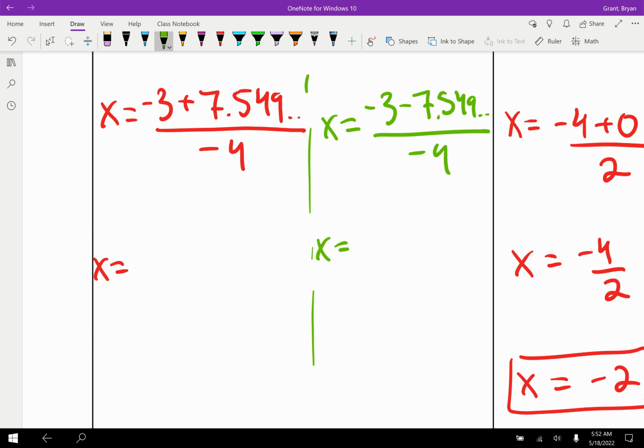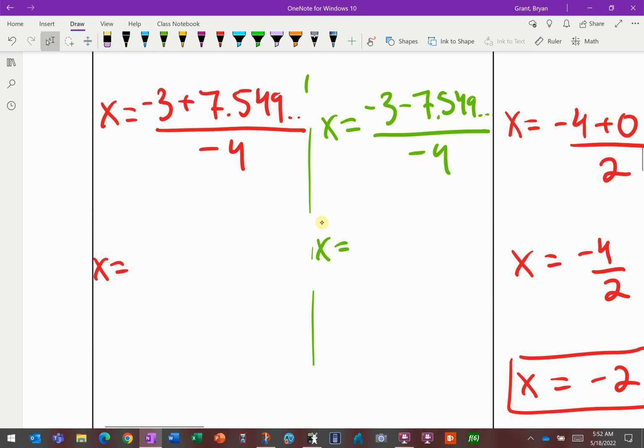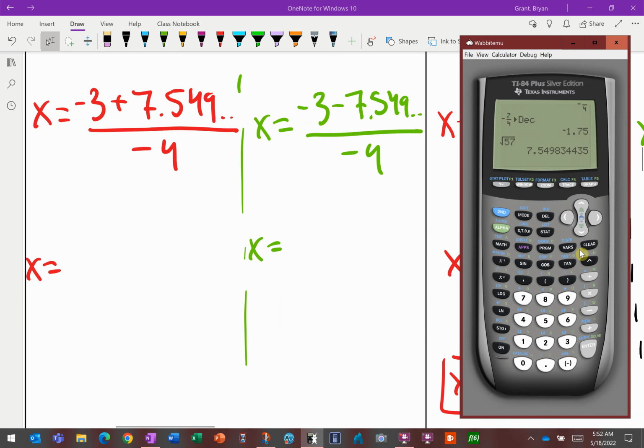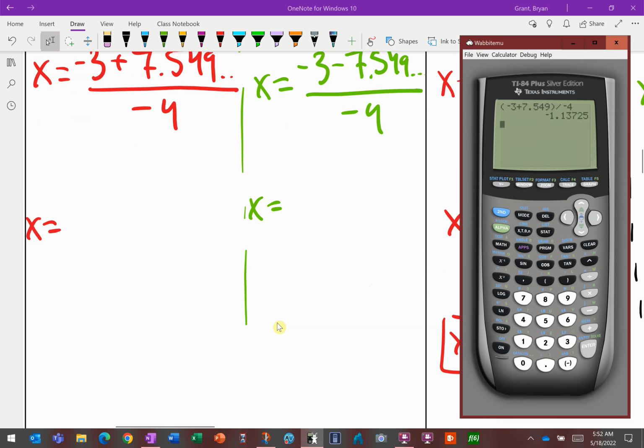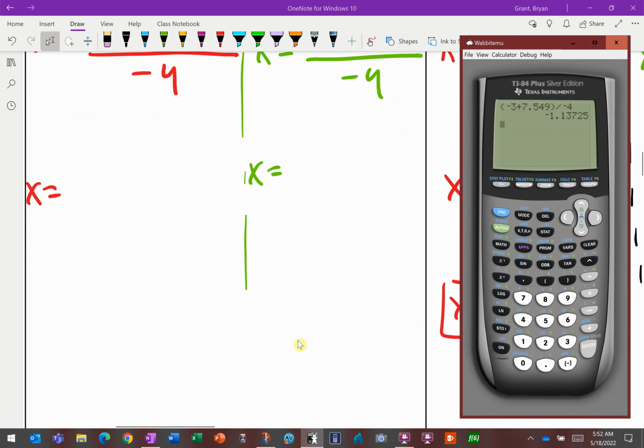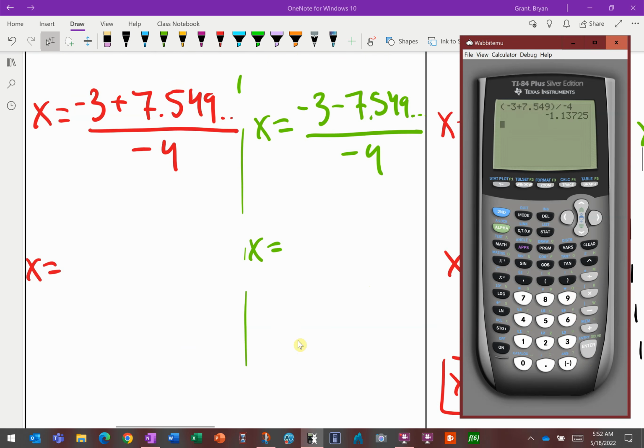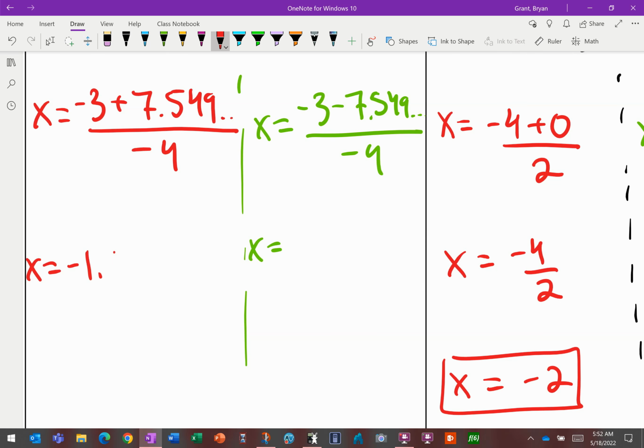So let's go ahead and pull up that calculator again. If you don't have one in front of you, get one. And I'll pretend like mine doesn't have a fraction button on here. So I'm going to do parentheses, negative 3 plus 7.549, all of this divided by negative 4. If I do it correctly, negative 1.137. Hey, look, there's one of our answers. So we're going to go ahead and throw that one on here. So we have negative 1.137, and that looks pretty good.